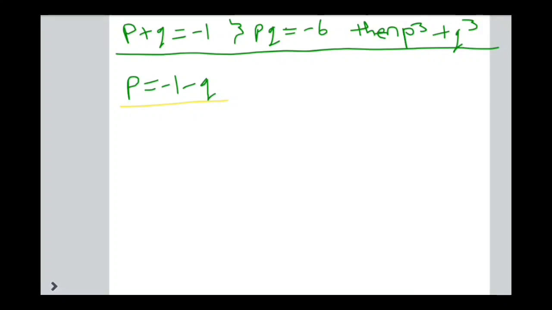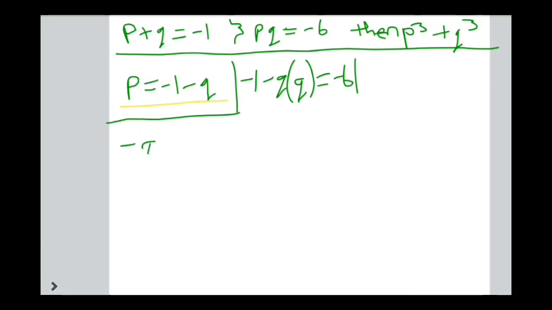Now with P equal to -1 minus Q, I'm going to substitute that value in the next equation, which is PQ is equal to -6. So since our new P value is -1 minus Q, that's multiplied by Q is equal to negative 6. Simplifying that now, we're going to have negative 1 minus Q multiplied by Q. We need to multiply everything inside the bracket, so we're going to have minus Q squared. So Q times Q is Q squared, and 1 times Q is Q. And then that is equal to negative 6.